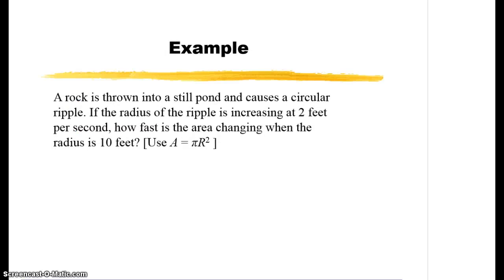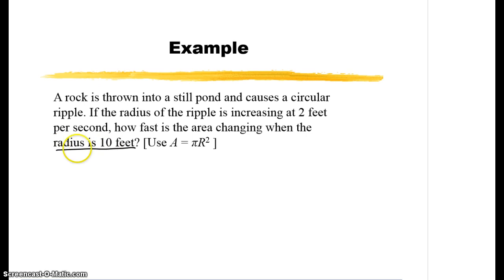Here's an example from geometry that's sort of applicable to the real world. Right? We have a rock that's thrown into a still pond and it causes a circular ripple. Everybody has seen that ripple effect when you throw a stone into a little pond or a river or a lake or something. So if the radius of the ripple is increasing at 2 feet per second, how fast is the area changing when the radius is 10 feet?